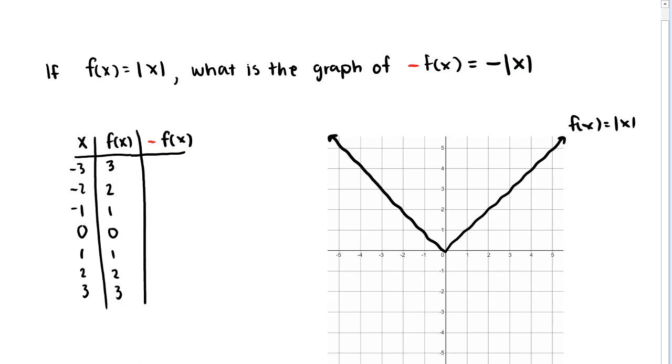Right, so if my function is negative the absolute value of x, well, here I'm going to take the absolute value of my input. It's going to make it positive, and then I'm going to take the negative of that and make it negative again. So here's negative 3, negative 2, negative 1. We're going to take those outputs of our f of x function and negate them.